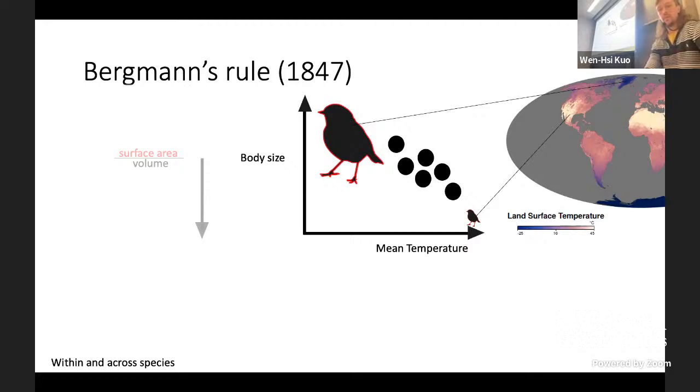And so he not only proposed this mechanism, but then went out and tested it and found lots of different lines of evidence supporting it at multiple phylogenetic scales, specifically both lots of evidence within and across species.